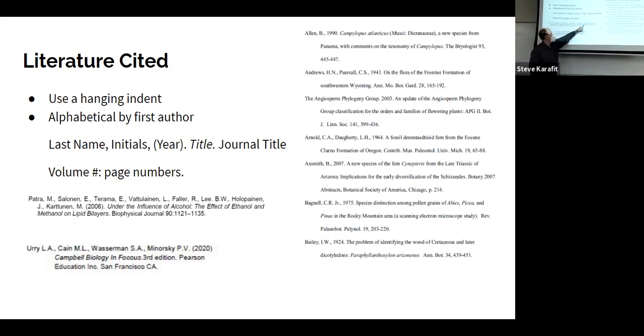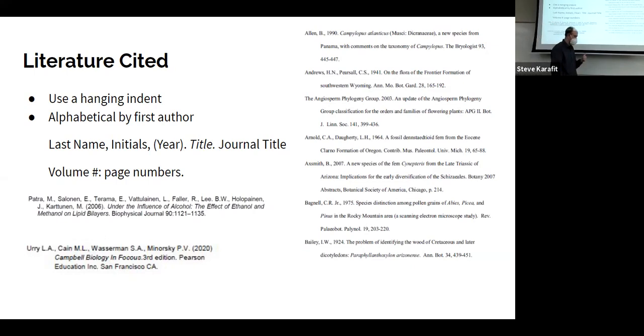title, the journal name, the volume number 90, and then there's a colon there, and then the page numbers. So now the reader knows which journal to go to, which volume, where the page numbers are, what the title is, and who wrote it. So it's real easy for someone to track all that down. So that's what we're looking for in the literature cited section.